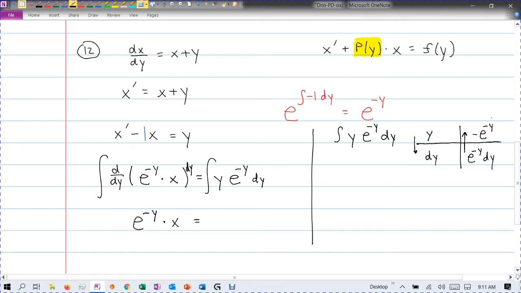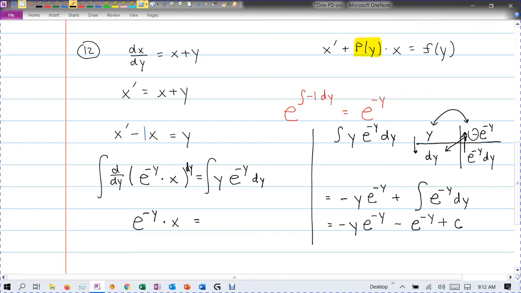So now we rewrite it. This integral becomes these two multiplied, which is going to be -y e to the -y, and then minus the integral of these two multiplied, and that had a negative sign, so I'm going to just make this positive and then have e to the -y dy. And now when we integrate that, we get another negative out, so -e to the -y plus c. So this right-hand side is -y e to the -y minus e to the -y plus c.